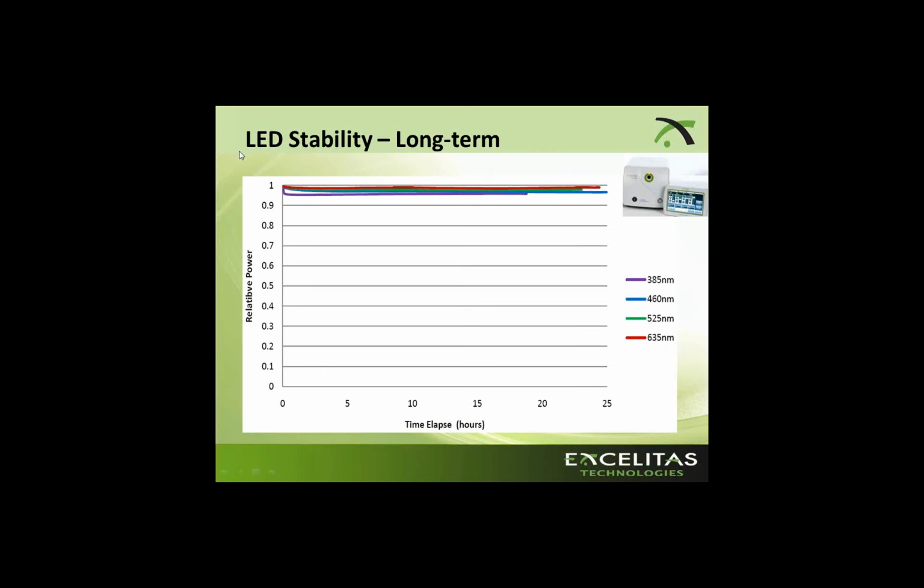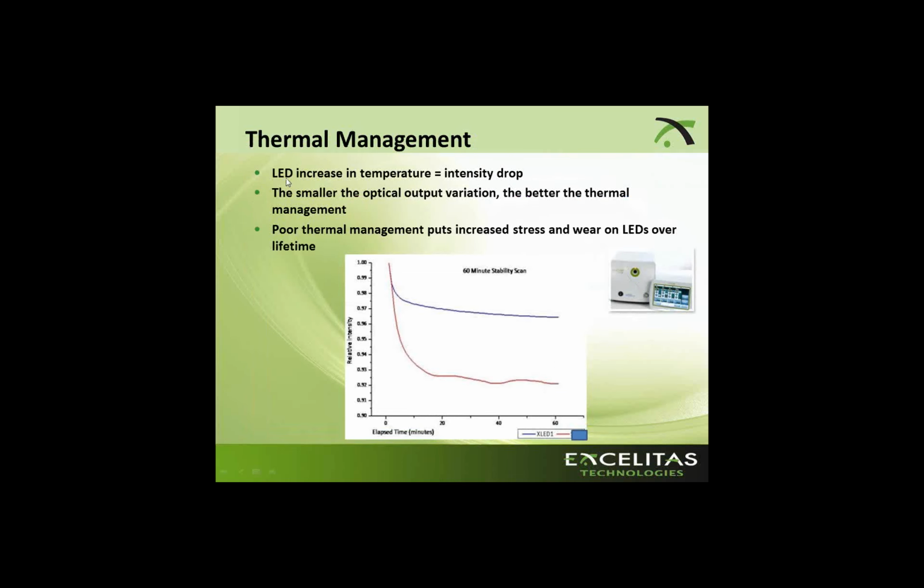If, however, you look closer, you will see that when you initially start up, there is an increase in the power, and then it decreases before it stabilizes. Now, this start versus when it stabilizes is a factor of thermal regulation and thermal management. When LEDs increase in temperature, there is an intensity drop. The smaller the optical output variation, the better the thermal management.